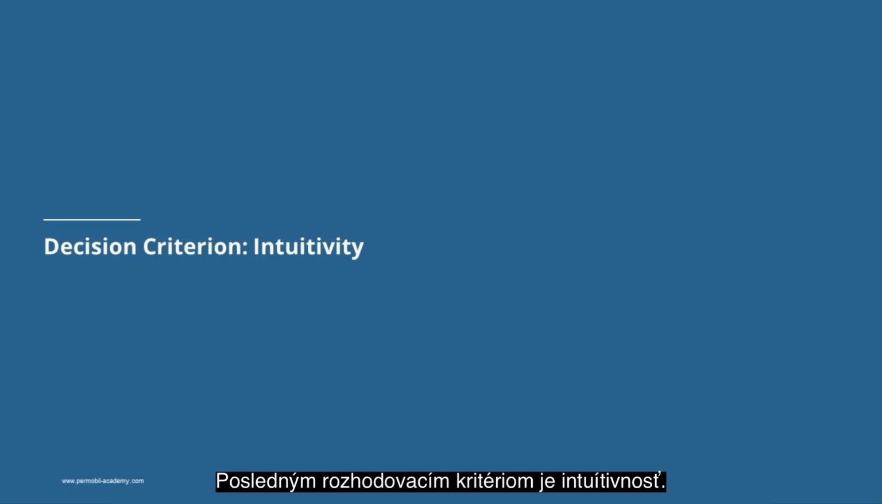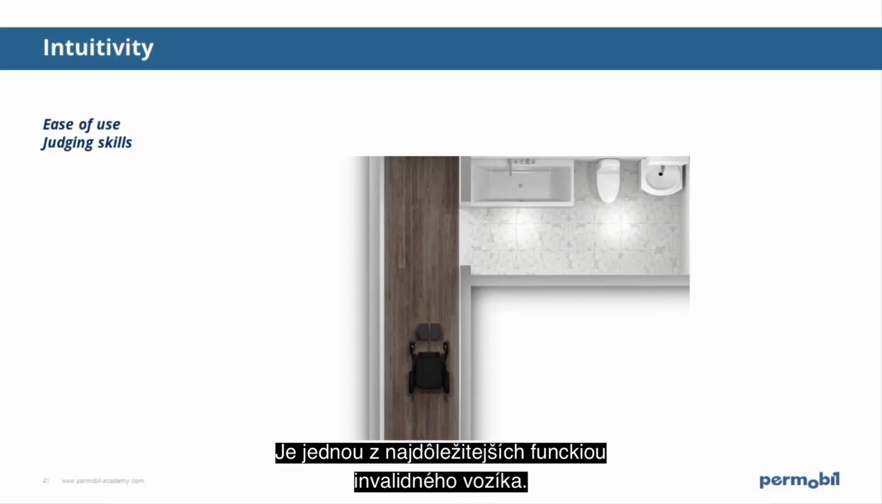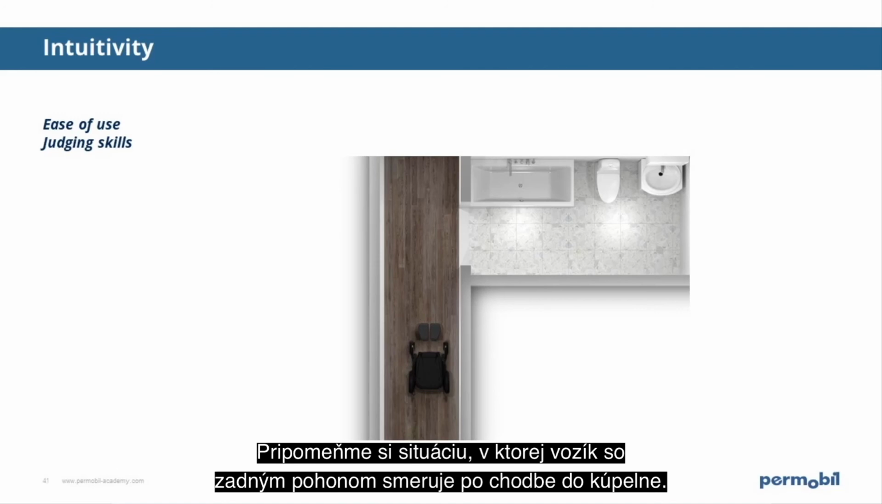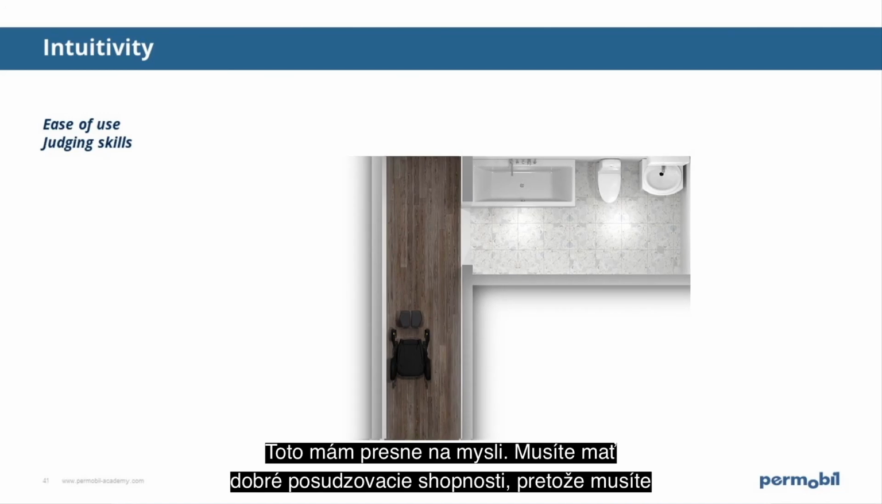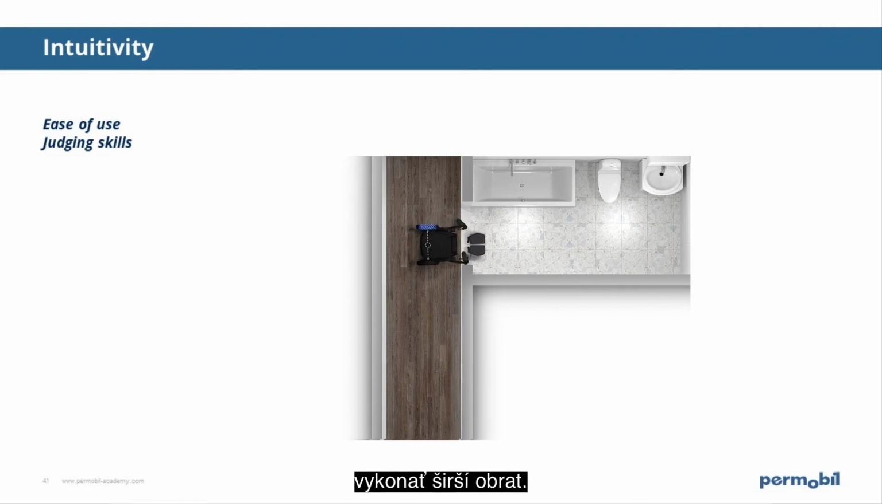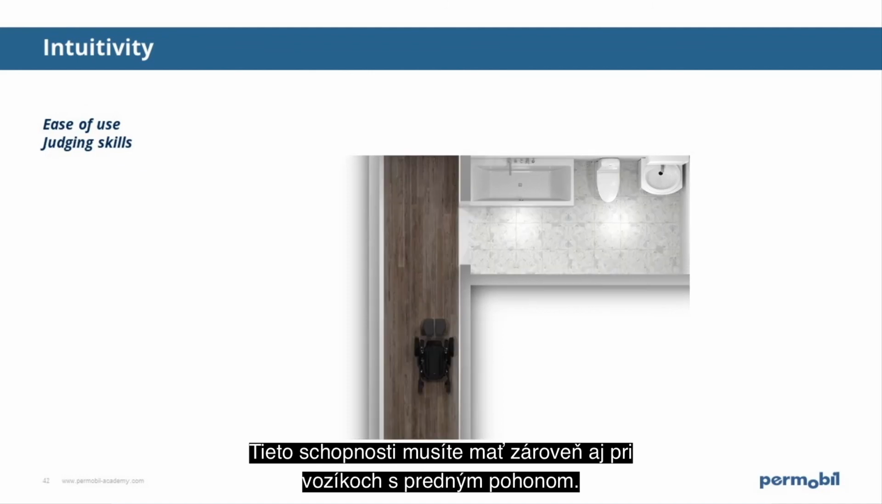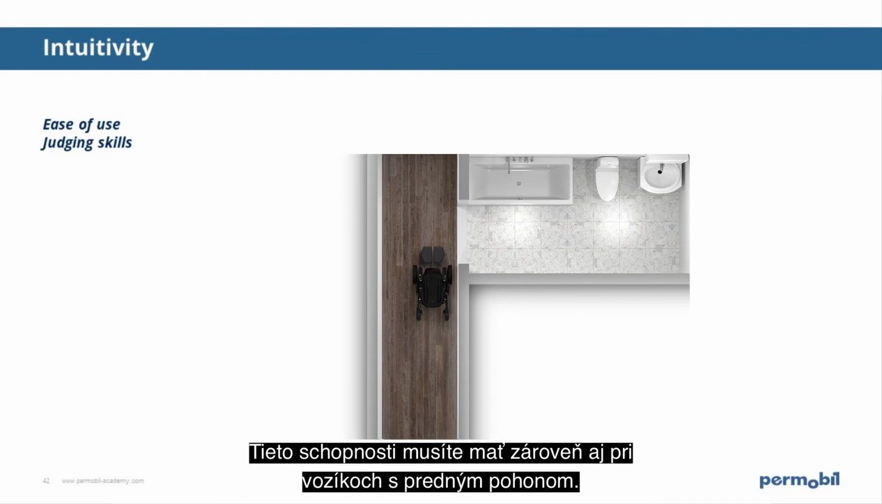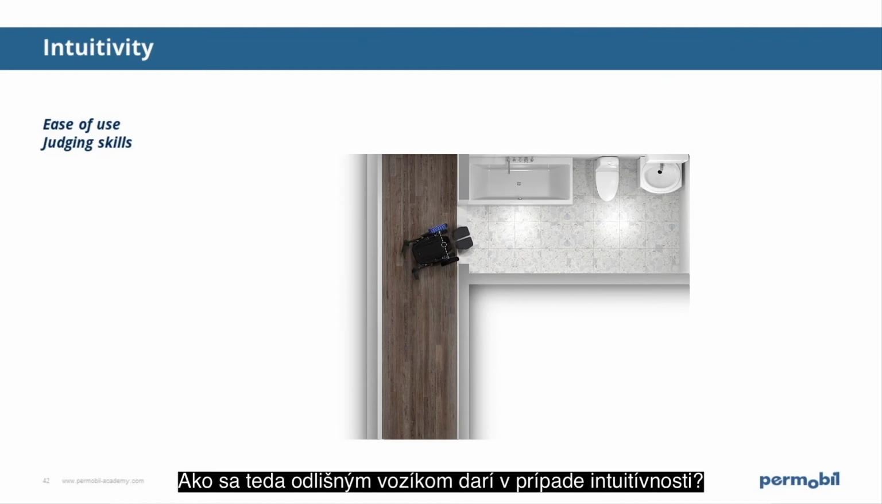The last decision criterion is the intuitivity. And the intuitivity is actually one of the most important things of the wheelchair for the user. So remember this situation that I have shown with a rear-wheel driven platform that wants to enter a bathroom from the hallway. So this is what I mean basically with judging skills, because you need to take a large turn to prevent this. Or you need also judging skills with the front wheel driven platform to estimate the rear end swinging out. So how do the different platforms now perform in the intuitivity?